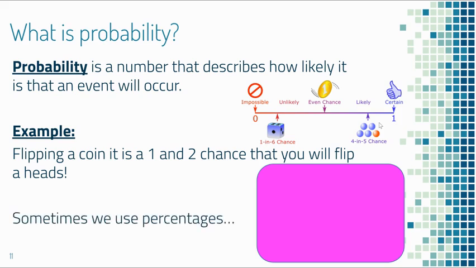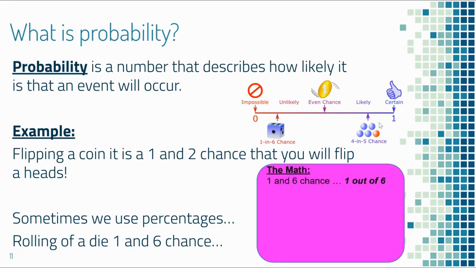Now, sometimes we use percentages when describing probability. So, for example, rolling a die, like a game die, it's a 1 in 6 chance that you roll a 2, or a 1 in 6 chance that you roll a 3, any of those numbers on the die. So if we take a look at the math for that, we have a 1 in 6 chance, or a 1 out of 6 chance. So that would be simplified to a fraction of 1 over 6.